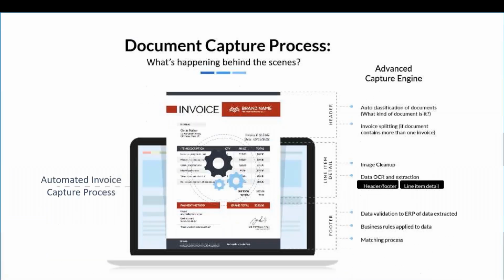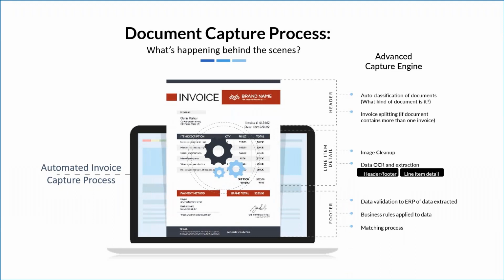Now, what's happening behind the scenes with this is when the engine takes this document or documents, first of all, what it has to do, as we talked about, is the auto classification part. So it's doing the auto classification, it's doing invoice splitting. If it contains more than one document, it can split them out and process them as individuals. It's doing any image cleanup that's needed, and then OCR and data extraction at the header, footer, and line item detail.